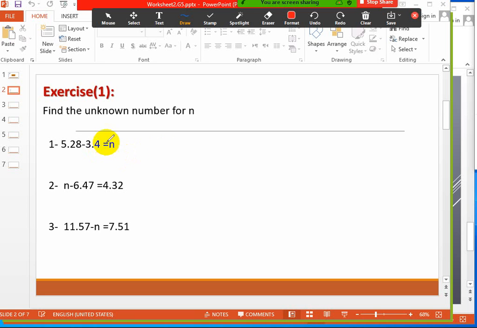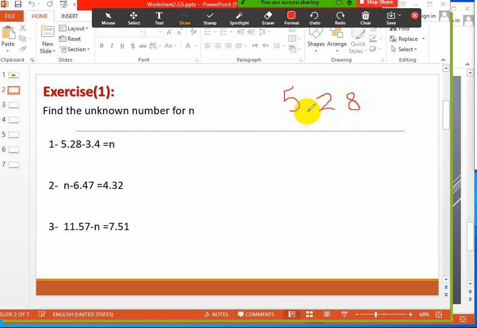So first thing, I will find the value of n here. N is the answer for this subtraction, 5.28 minus 3.4. So I will find n here. N is the answer, that means the difference. So I will find n by finding the difference between those two numbers. Okay, Lana, help me please to find the difference between those two numbers.